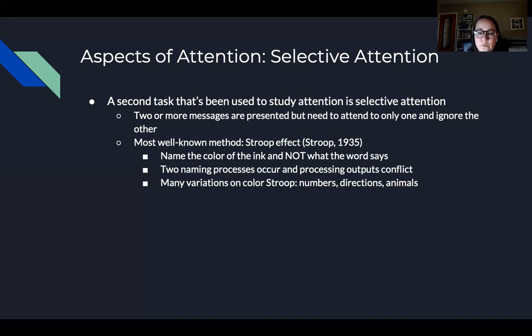And so one explanation for why this happens is that there are 2 processes that are competing with each other. There's the process of naming the ink color and reading the word. Both of these are automatic processes, but one is more automatic than the other. And so as a result, there's, like I said, this competition going on here. Which output will get to the response system first? Will it be the name of the ink or what the word says?